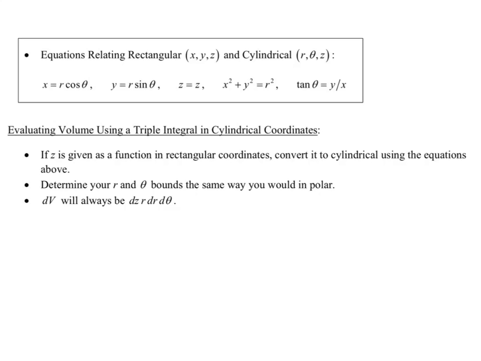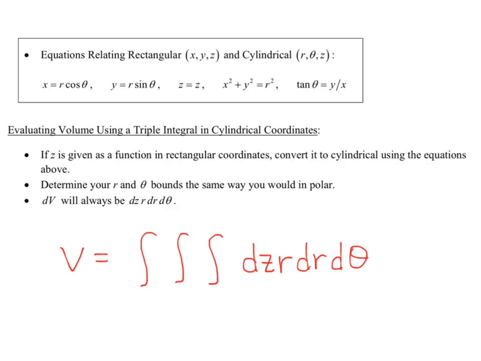So anytime you're setting up a volume integral, you'll have volume equals your triple integral, and you'll have your dz r dr d theta. Your outer integral will come from your theta bounds, so theta has to have constant bounds. Your middle one will come from your r bounds, so r could be a function of theta or it could be constants. And your inner one will come from your z equations. So your z could be a function of r and theta, or it could be constants, or a function of one or the other of r or theta.